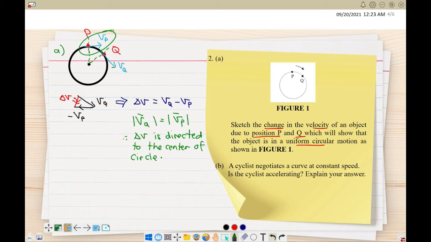Okay, settle for A. Okay, look at question B. A cyclist negotiates a curve at constant speed. Is the cyclist accelerating? So ada penunggang basikal tengah rotate dekat satu jalan raya yang selekoh pada speed yang sama. So dia tanya adakah penunggang basikal tu accelerate, okay, memecut ke tak. So the answer is yes. Okay, the answer is yes.